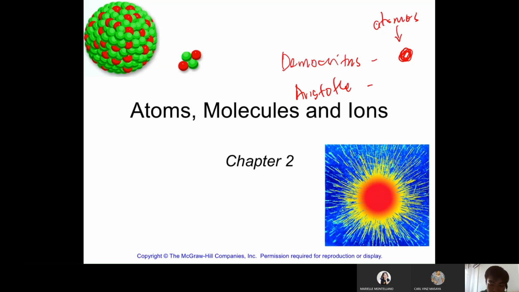Then, si Aristotle naman, ating katunggali ni Democritus sa idea ng composition of everything, no, or matter. Aristotle, sabi niya, ang lahat daw ng bagay ay gawa sa 4 elements, no? Yung 4 elements na yun, fire, earth, water, and air, no? So 4 daw yung composition ng matter, fire, earth, water, air. But in the scientific community, no, mas naging accepted yung idea ni Democritus.